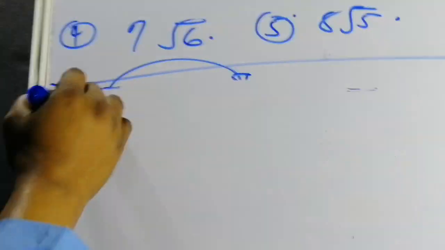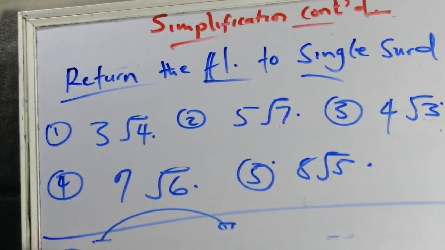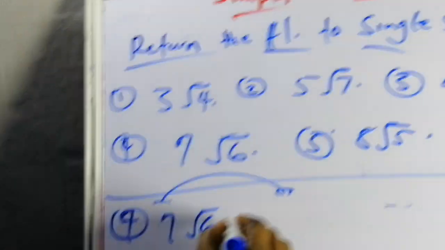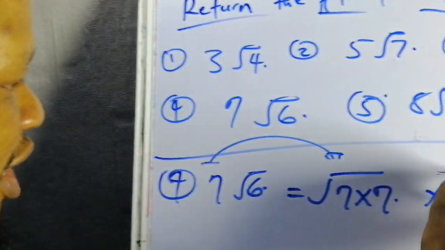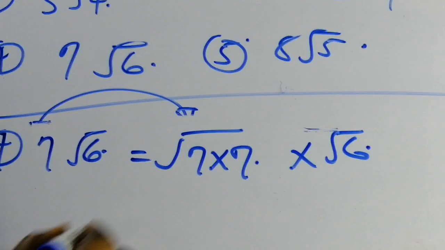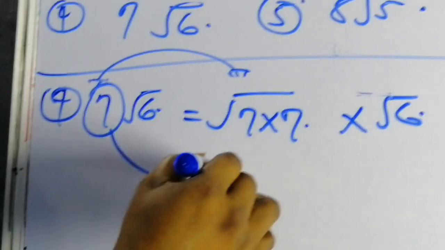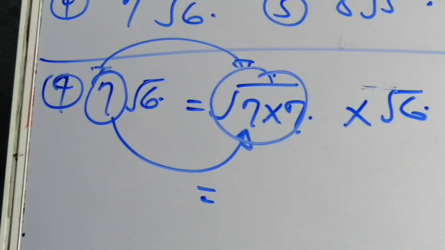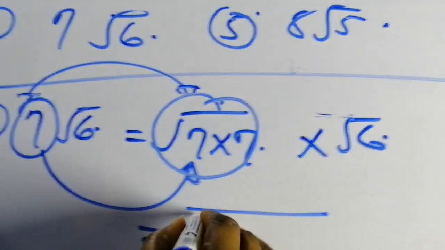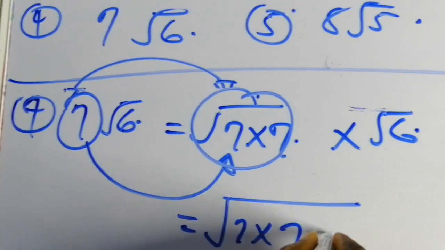It's very simple. So we have number 4. We have 7 root 6. It's the same thing as 7 times 7, times root 6. Don't forget this is the same thing as this, which is root 7 times 7. Which means that I can apply the multiplication law. 7 times 7 times root 6.